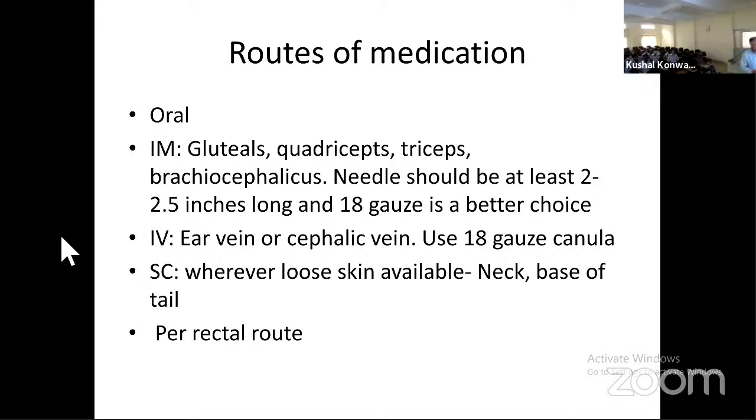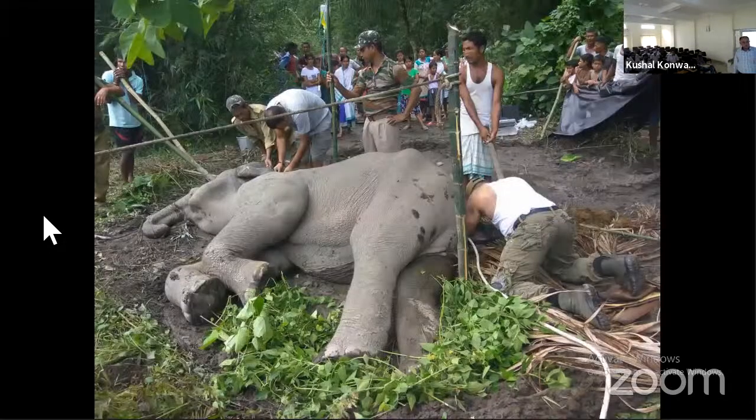The per rectal route is very, very useful in elephants because they have a very large rectum, so absorption takes place, provided the elephant is not suffering from diarrhea. Here you can see we are going for a per rectal route of rehydration.